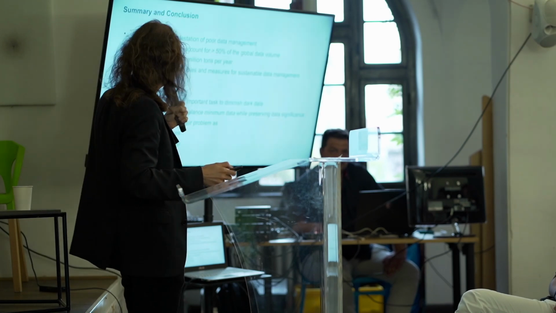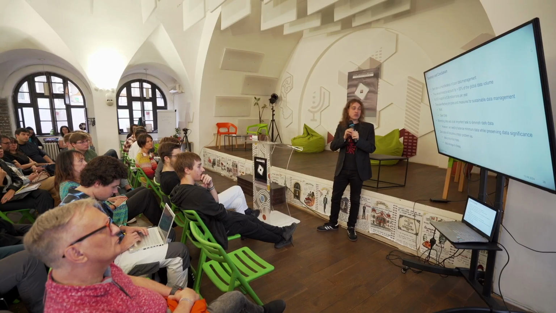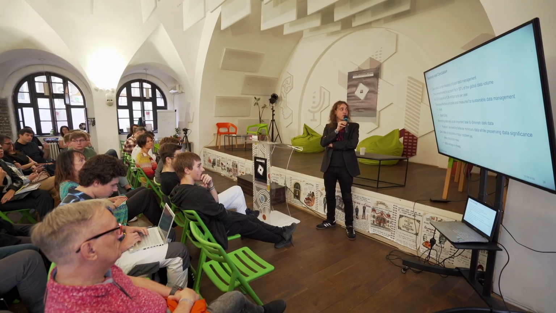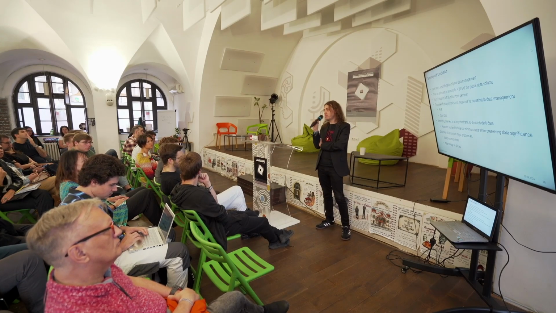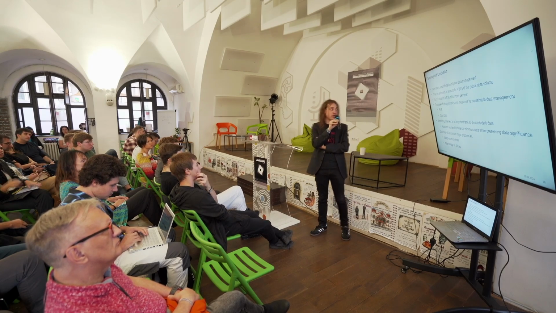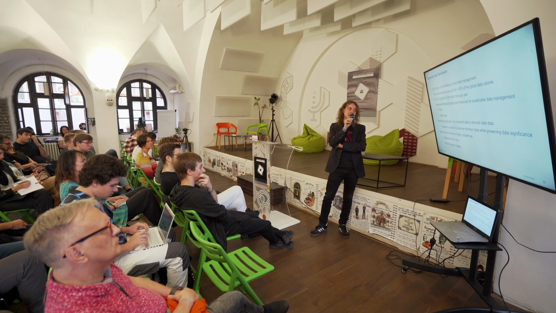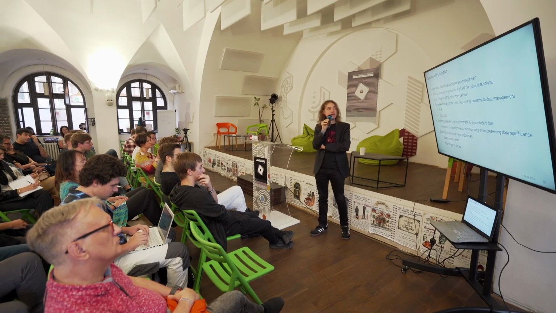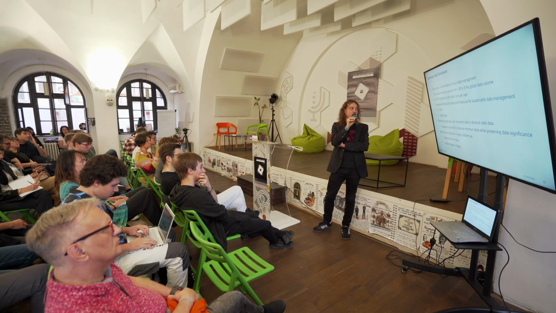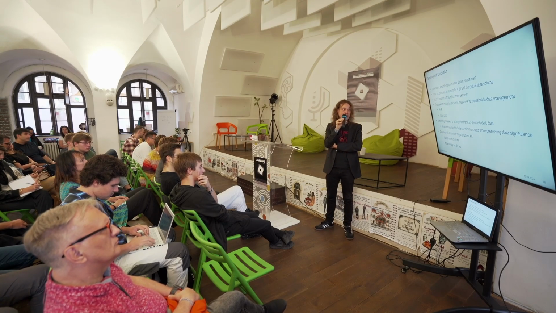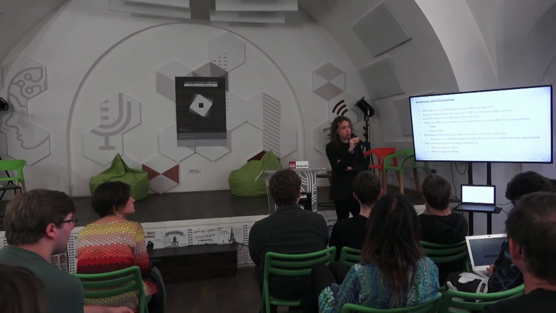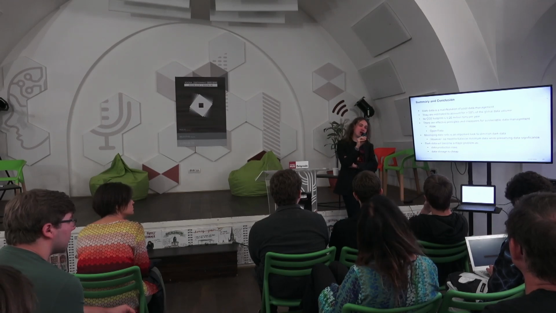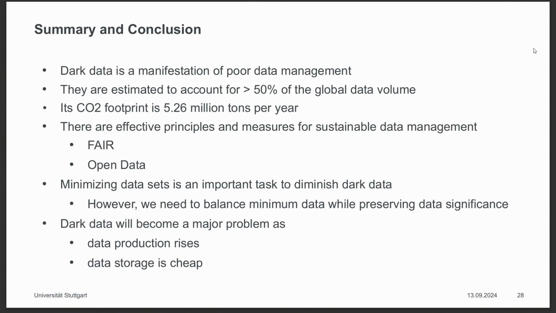Yeah, so basically, this is the end of my talk now with a quick summary and conclusion. Dark data is a manifestation of poor data management, and we've learned about some phenomena and some implications of dark data. They are estimated to be definitely more than 50% of the global data volume. And the CO2 footprint is like 5.26 million tons per year. I've spoken to environmental researchers. They said it's not huge, but it's something you can always work on. The small things are sometimes easier to work on.